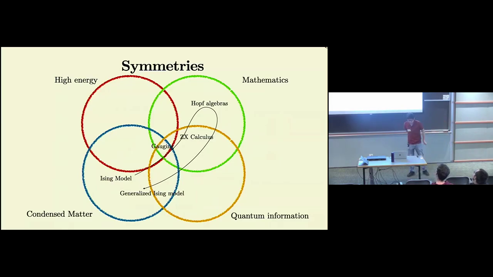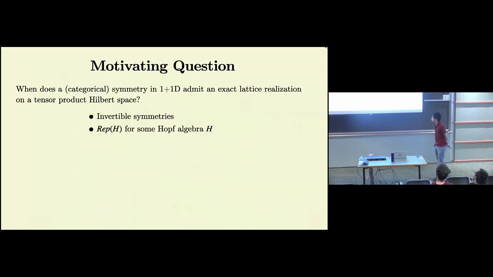The motivating question I want to ask today is, suppose I want to realize some symmetry, let's say categorical symmetry, in 1 + 1D on the lattice. And I want to demand that I'm in a tensor product Hilbert space. So when can I do that?